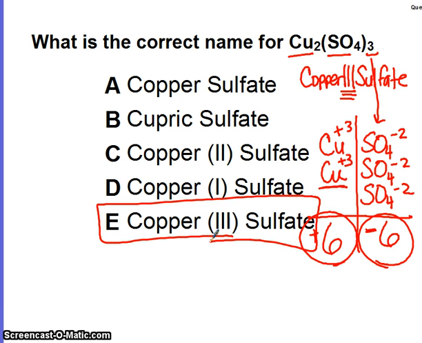So just to do one more example of this, let's say you had iron, Fe.